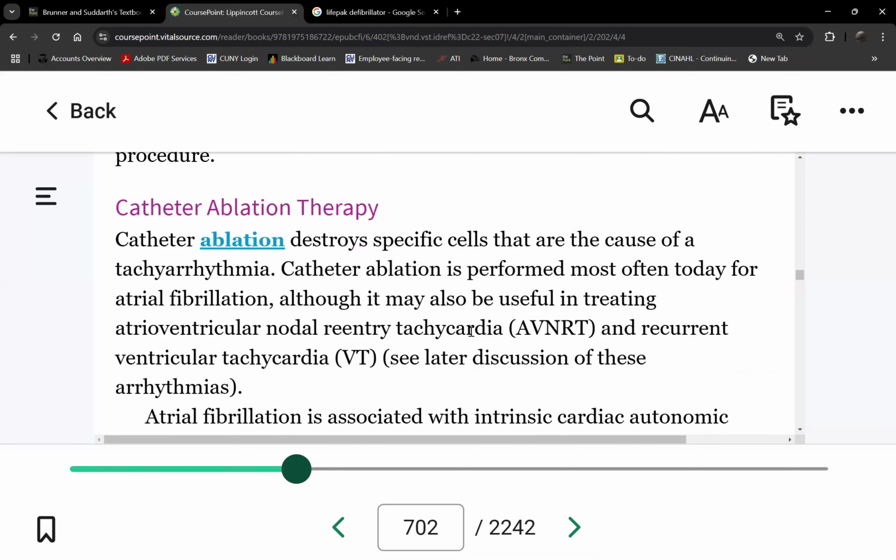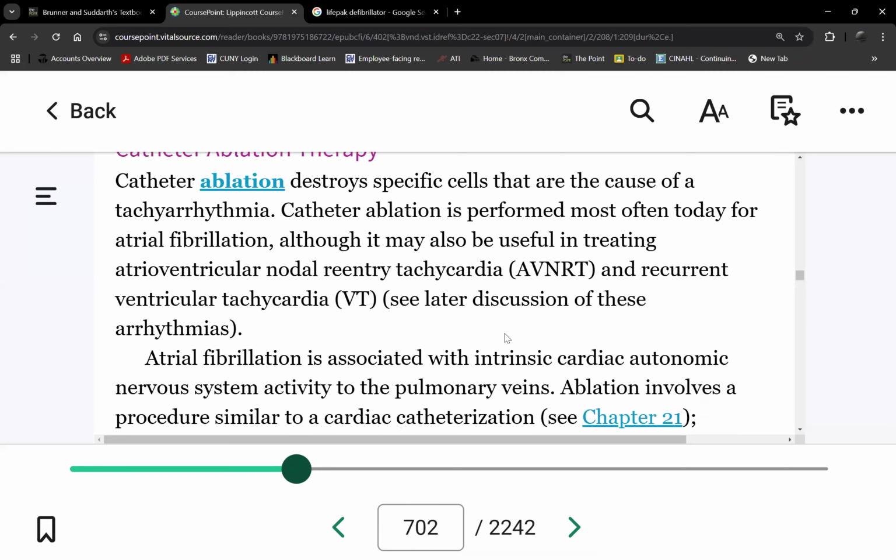Okay, here's another option, ablation. This is an invasive procedure, unlike cardioversion. This one will destroy the cells that are causing the atrial fibrillation. Well, how do we know which cells are doing it? Before we do this, we have to do what's called an electrophysiology study, EPS. What is that?